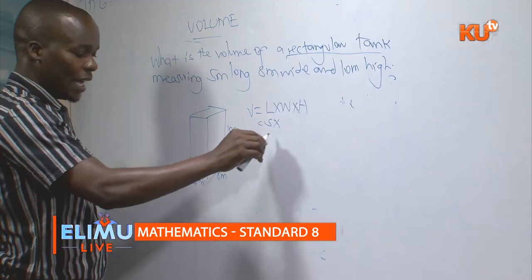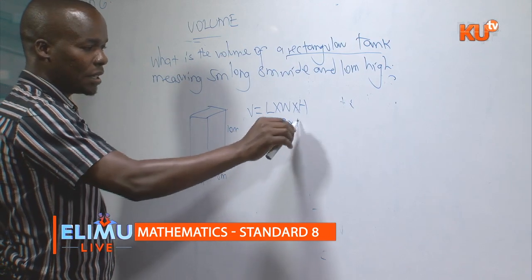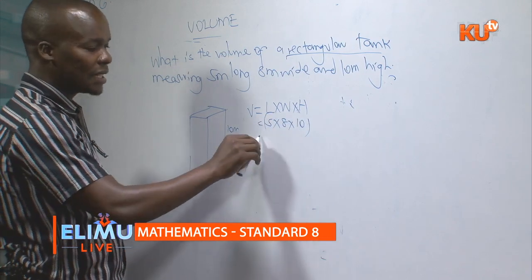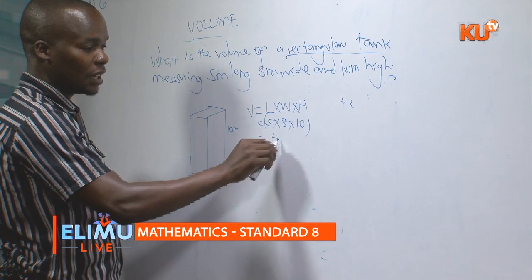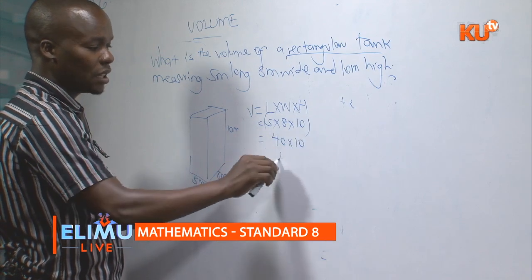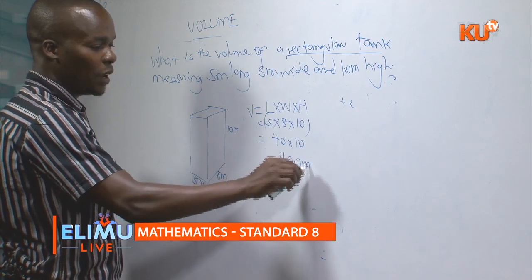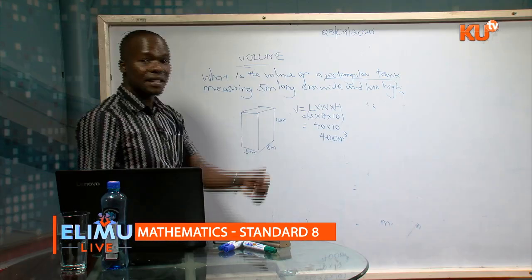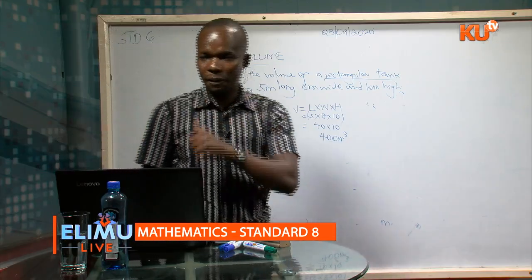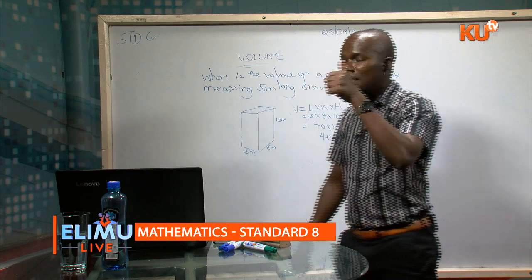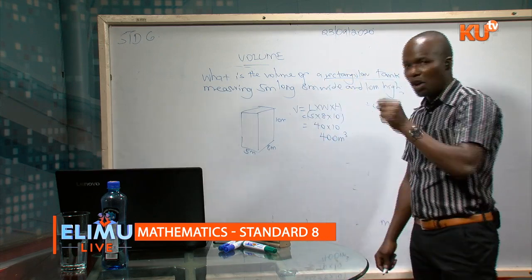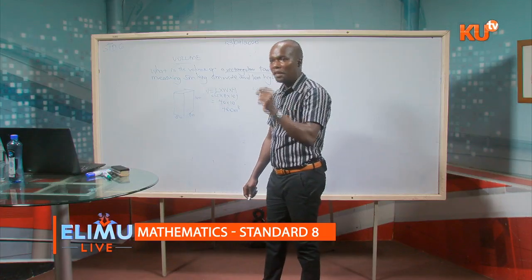5 times 8 times 10. Now 40 times 10 is 400 cubic meters. That's an example of a word problem. Always try and read your question, understand, think, and answer.